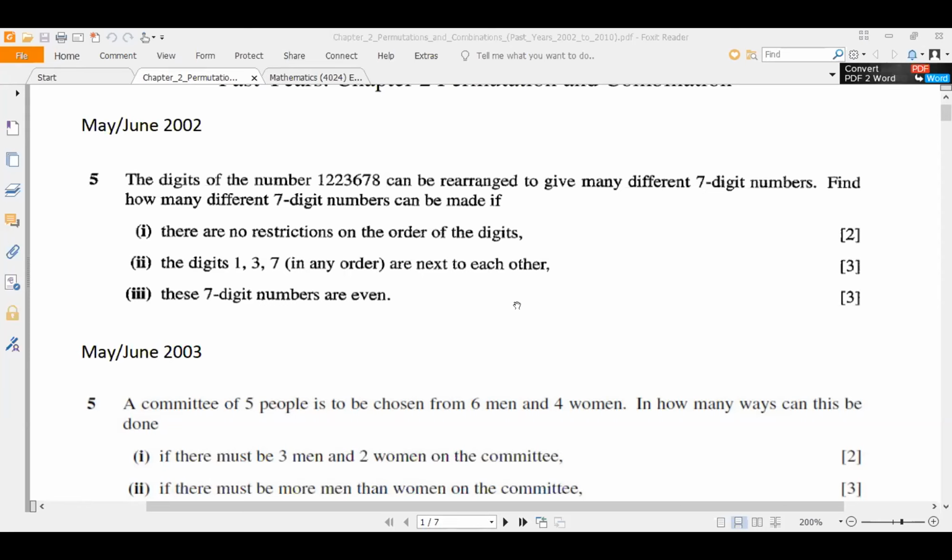The digits of the number 1, 2, 2, 3, 6, 7, 8 can be rearranged to give many different 7-digit numbers. Find how many different 7-digit numbers can be made if there are no restrictions.